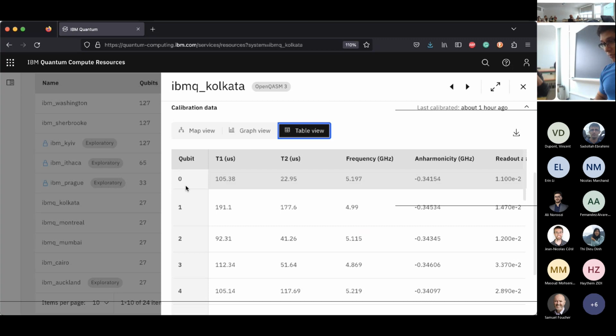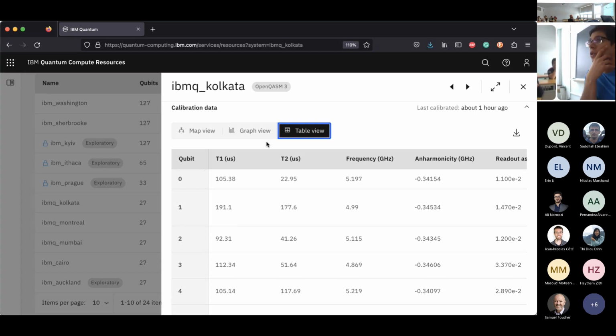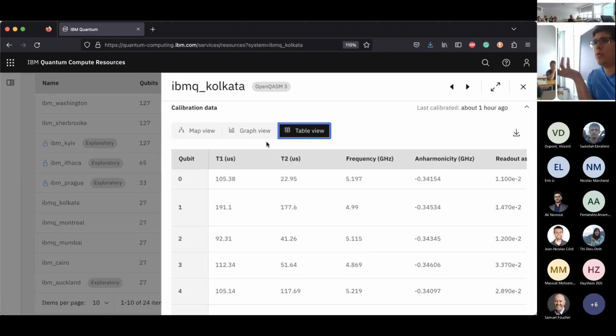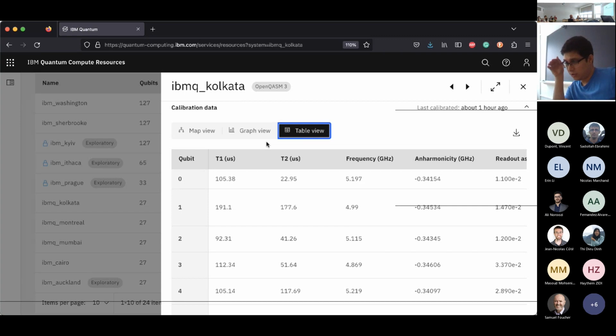So on the first column, you have the number of the qubit in this layout that I showed you. T1 and T2 are times that measure how long the quantumness stays on your qubit. Remember this picture I showed you of the quantum computer, this big golden thing that is built just to make the chip at the bottom work. This doesn't work for a lot of time. For example, on qubit 0, you had 105 microseconds before you lose the quantum state.